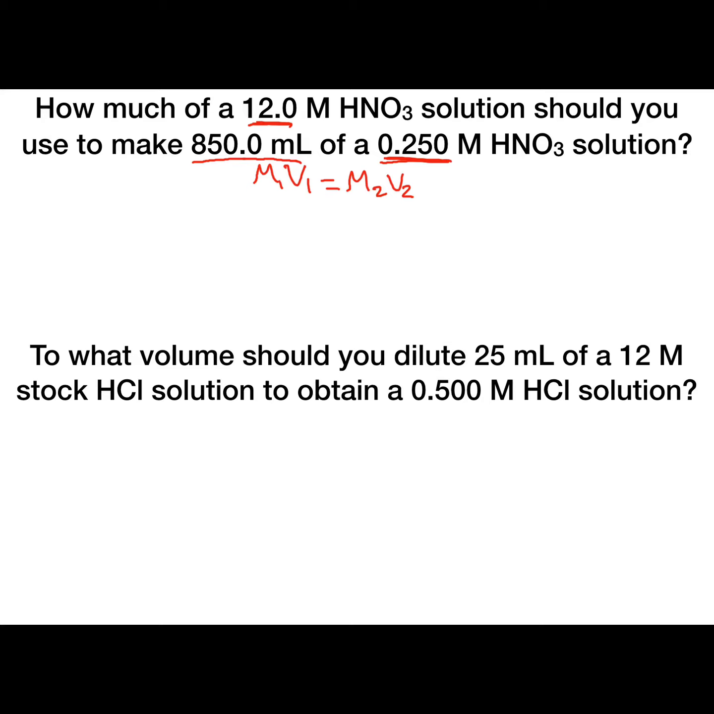Now, for these types of problems, you do not need to convert milliliters to liters. As long as both volumes are in the same unit, it's fine. So let's fill in the blanks. So we have M1, which is our 12.0, times our V1, which is what we're trying to solve for, is equal to M2, which is our 0.250, times our V2, which is 850.0.